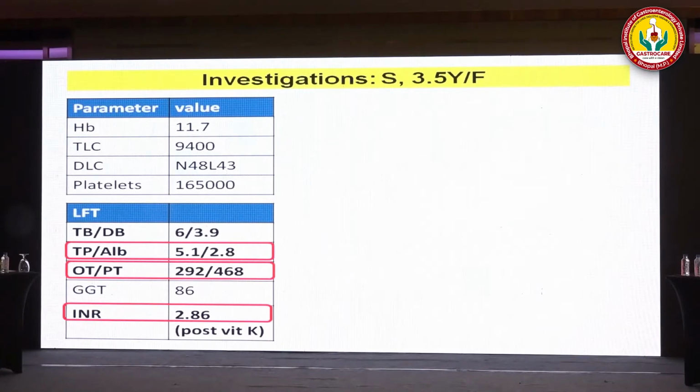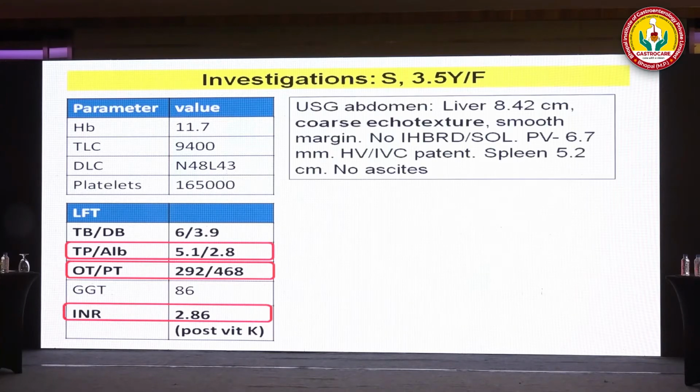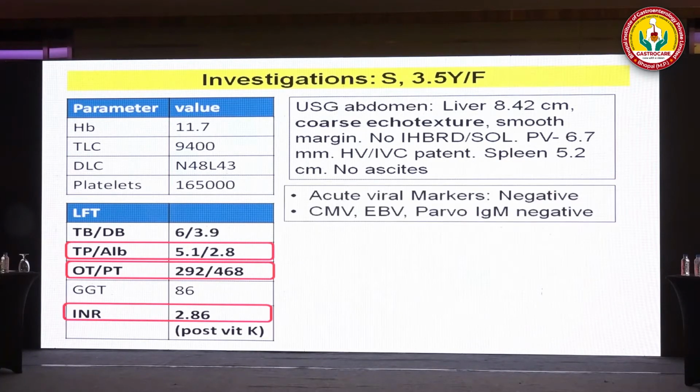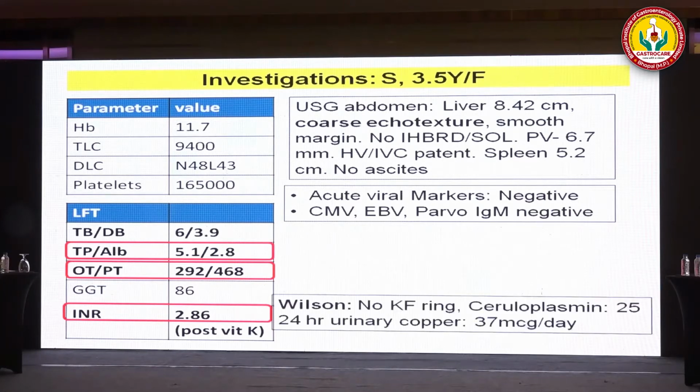Hemogram was essentially normal. There is a hyperbilirubinemia, conjugated type. She had low albumin. There is a prolonged INR, and SGPT was almost 10 times upper limit of normal. We got the ultrasound, there's some coarse echo texture, otherwise there's no other features to suggest cirrhosis. Acute markers, including extended viral markers like CMV, EBV, parvo, all are negative. Wilson disease markers like KF ring, ceruloplasmin normal, 24 hours urine copper was less than 40.